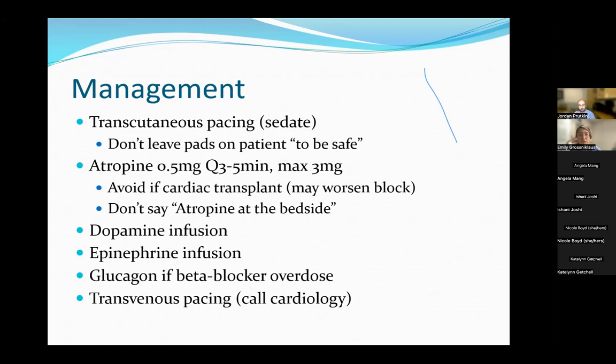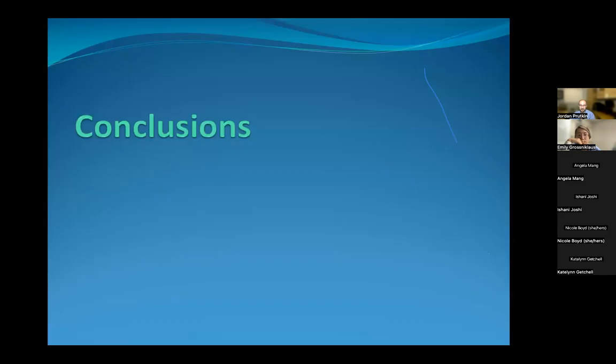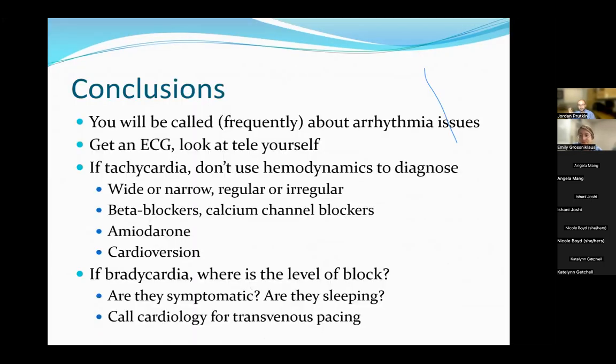If the person is having bradycardia because of a beta blocker overdose, glucagon is the treatment for that, and then transvenous pacing, like we were discussing a minute ago. So, in conclusion, you will be called frequently about arrhythmia issues.